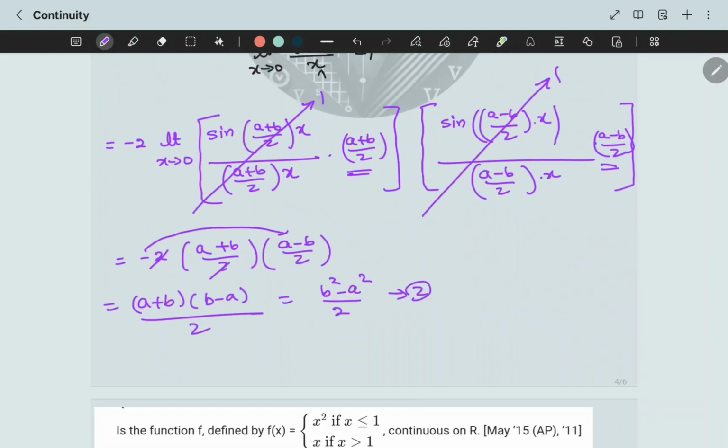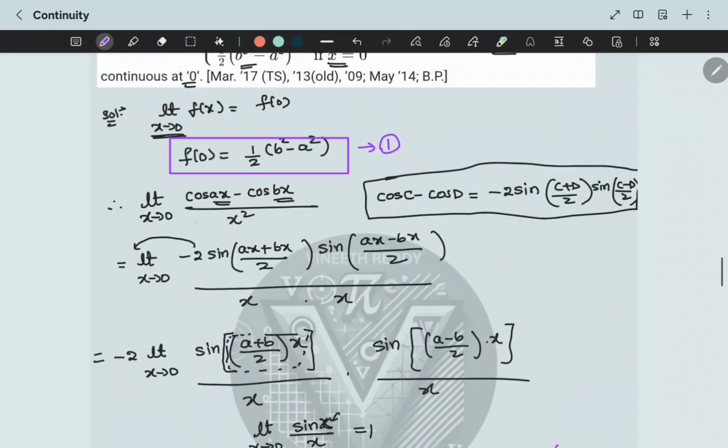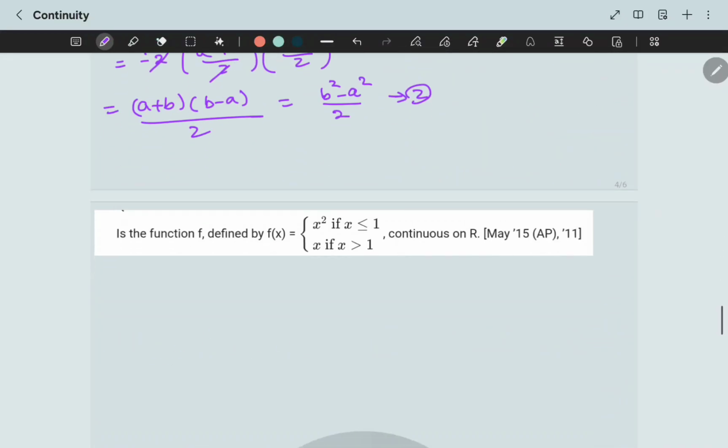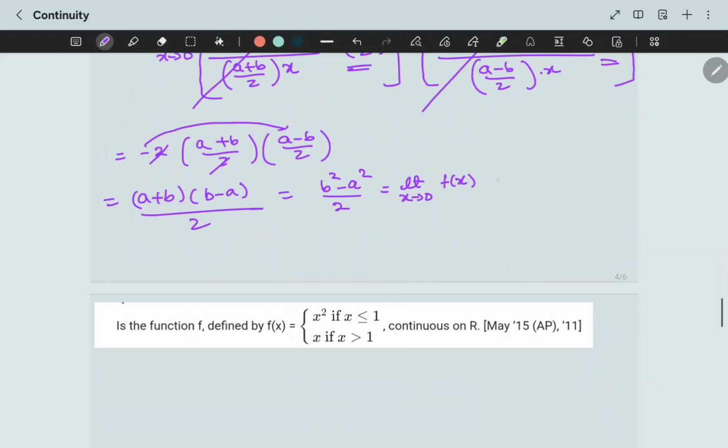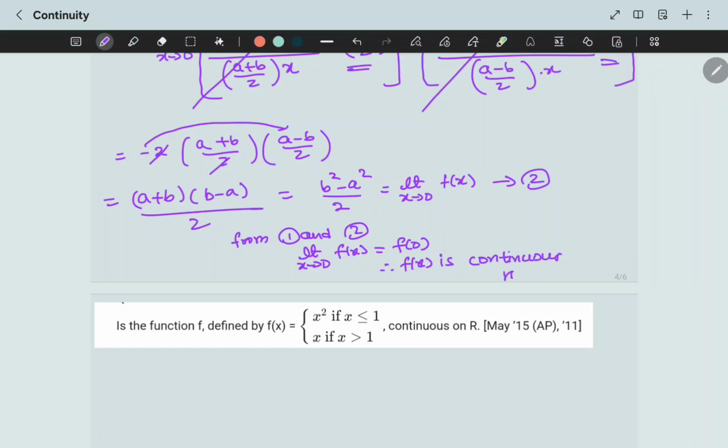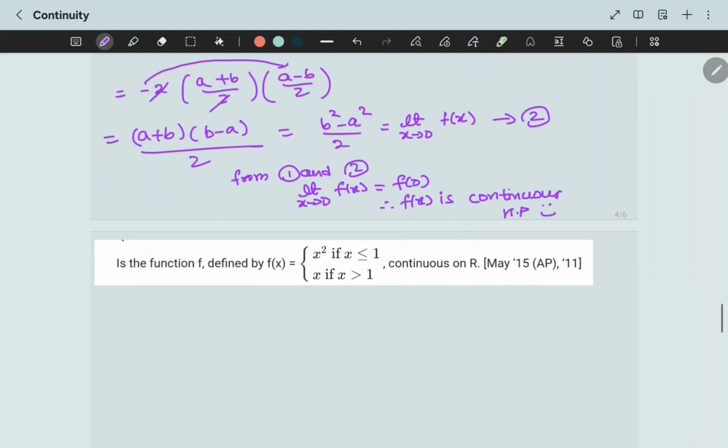What is this? This is limit x approaches 0 f of x, right? So we can say that from 1 and 2, limit x approaches 0 f of x equals f of 0. Therefore f of x is continuous. f of x is continuous, hence proved. I hope you understood this.